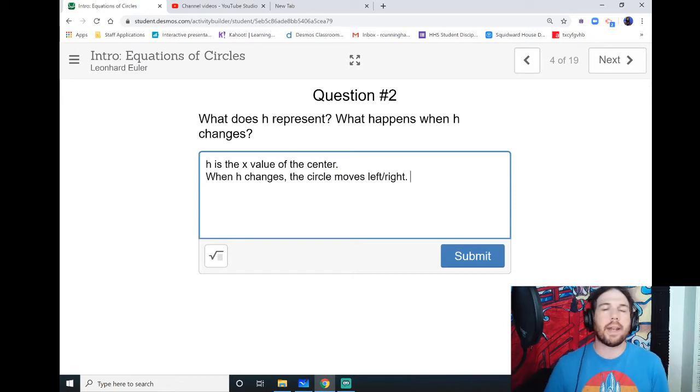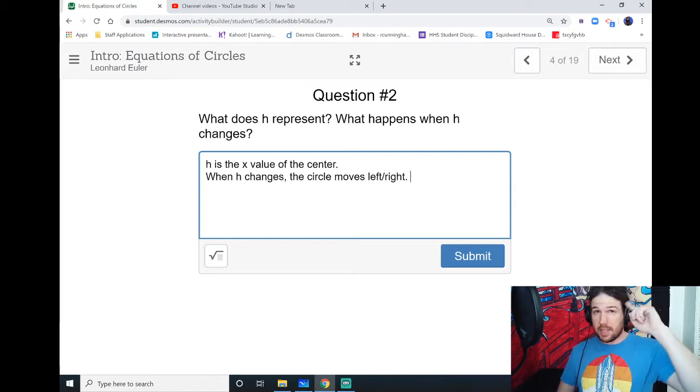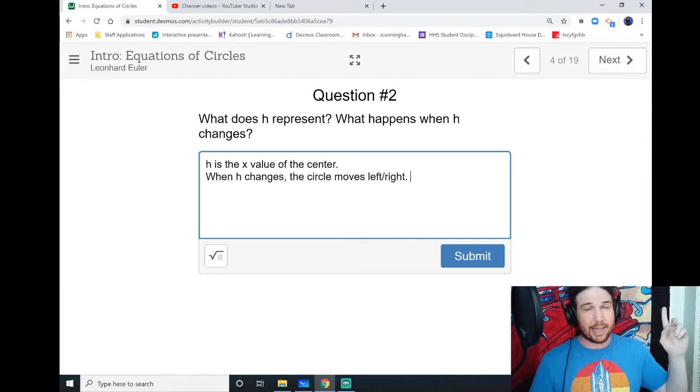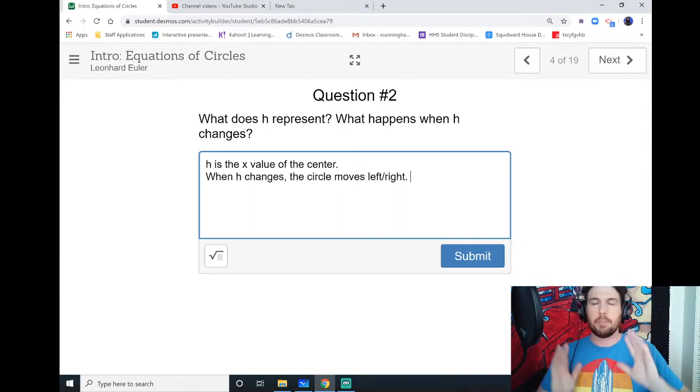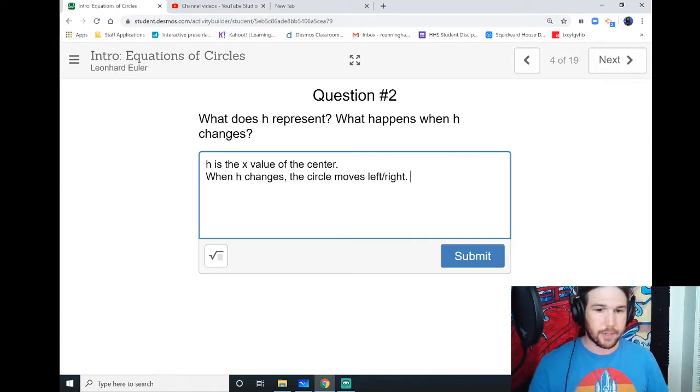Or word it however you want. You can even be more specific about this and say that when h is positive, you move to the right, and when h is negative, you move to the left, which some of you are immediately getting warning lights in your head going, wait a second, I thought it was opposite. It is, but it isn't. Don't worry, I'll cover it.